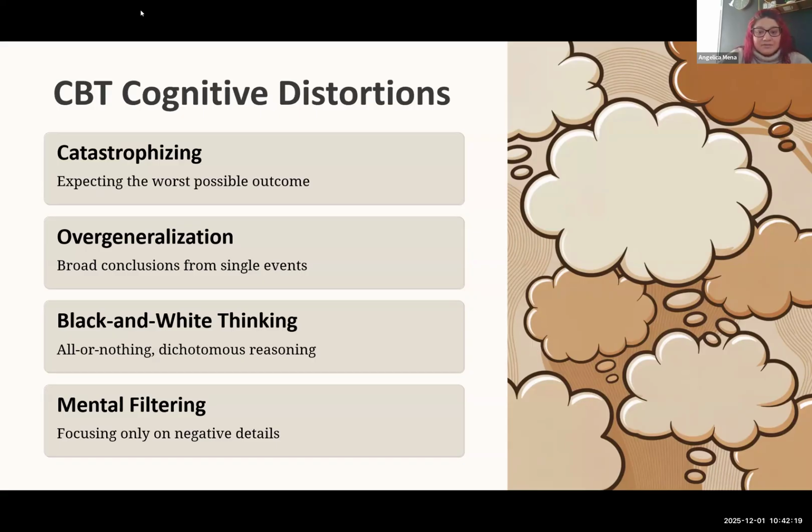Then we have black and white thinking. And so this is really dichotomous, all or nothing thinking. Like, either I'm perfect or I'm a failure. There's no in between, right? It's just all or nothing. And that's not really realistic, right? And so let's go back to that client, right? They're having really these rigid thoughts, right?